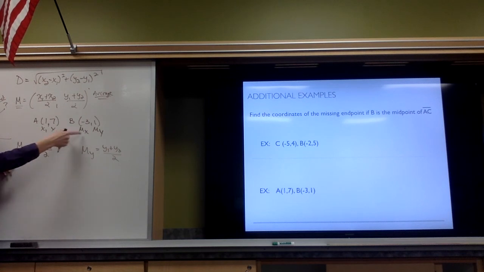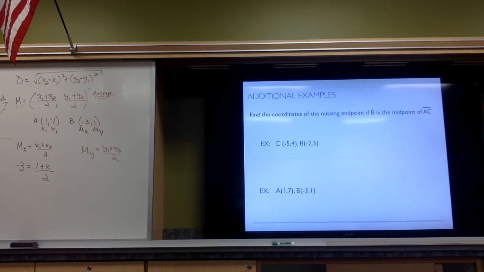Okay? So I'm going to go ahead and substitute these values in. So I'll look at the x's. The midpoint of the x is -3, and then we get 1 plus x divided by 2. Once again, I'm not going to include the subscript. I know that's the second point. I don't want to be confused with the calculation.